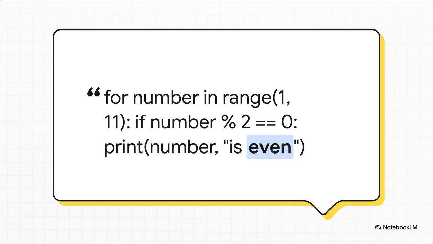Here, the for loop is just going through all the numbers one by one from 1 to 10. But inside that loop, the if statement acts like a bouncer. It uses that little % sign, the modulo operator, to check if a number can be divided by 2 with nothing left over. In other words, it's asking, hey, are you an even number? So the loop just keeps on running, but the if statement is filtering, only letting the even numbers get through.